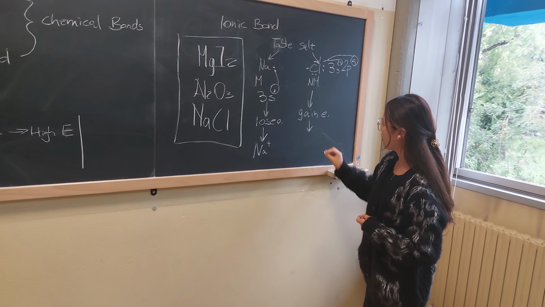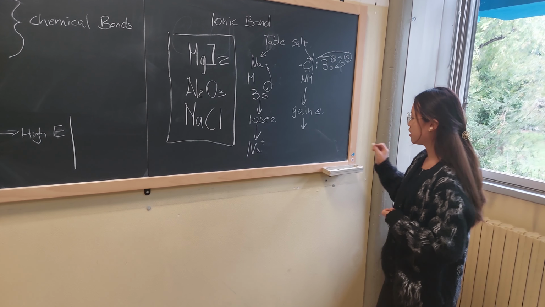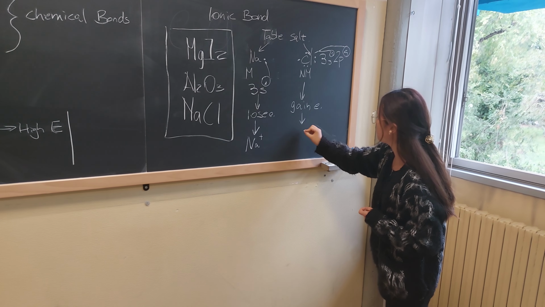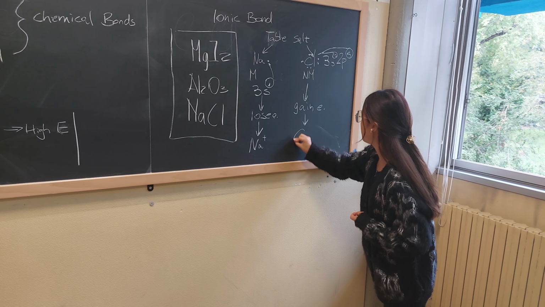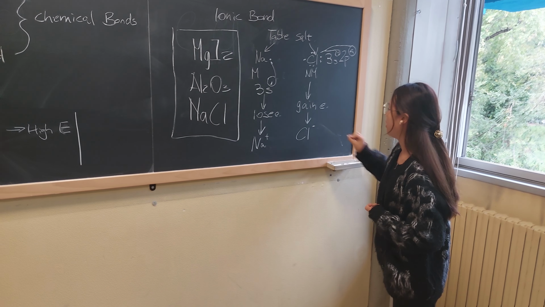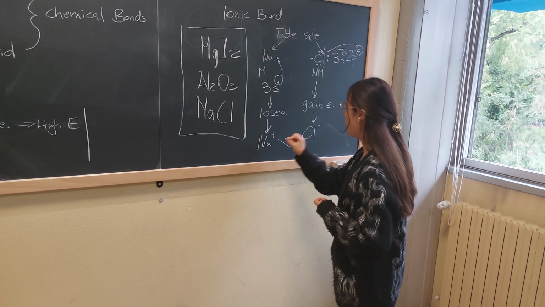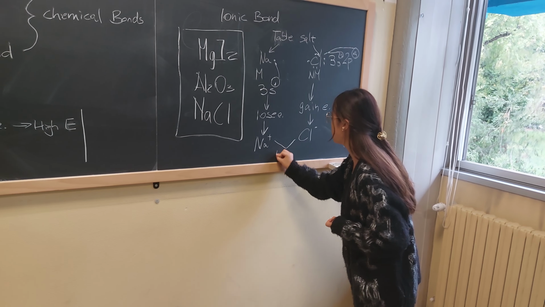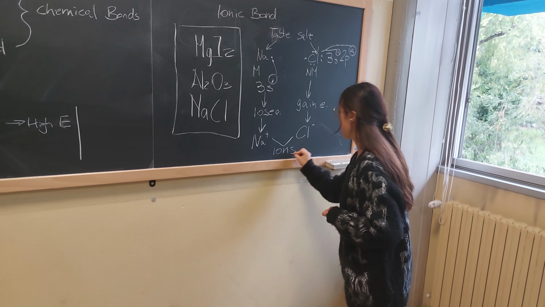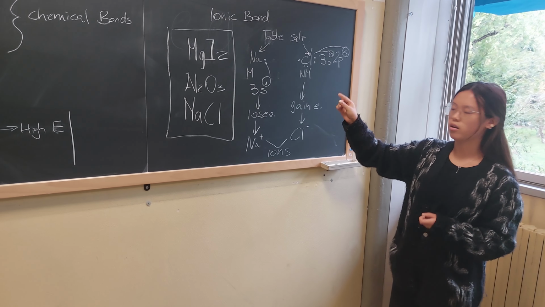And in this way, it becomes a negatively charged atom, so an ion. These 2 atoms, charged one positively, one negatively, are called ions, and that's why we're talking about ionic bonds.